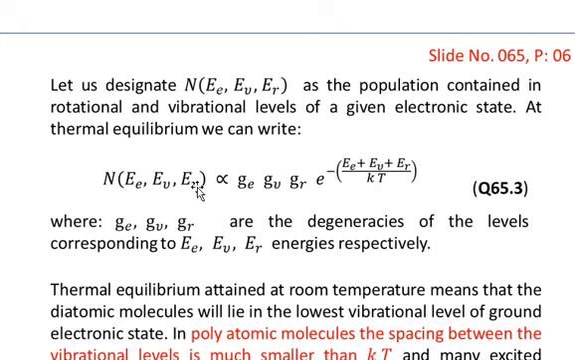KT. So the proportionality is due to the fact that we are assuming thermal equilibrium, and the population under thermal equilibrium follows this rule. This is given in equation number 65.3, where GE, GV and GR are the degeneracies of the levels corresponding to EE, EV and ER energies respectively. We have also discussed what degeneracies are in one of the previous slides. So if you want further details about the degeneracies, you should consult one of the previous slides.